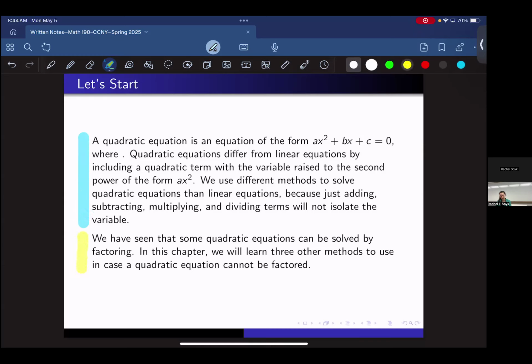A quadratic equation ax squared plus bx plus c equals 0. Quadratic equations differ from linear equations by including a quadratic term with a variable raised to the second power of the form x squared. We use different methods to solve quadratic equations than linear equations because just adding, subtracting, and dividing terms will not isolate the variable. Thank you.